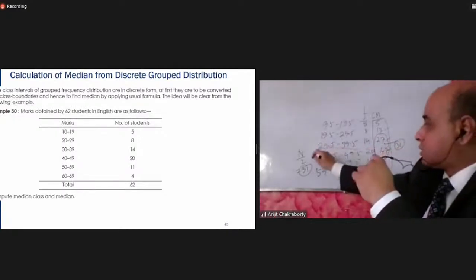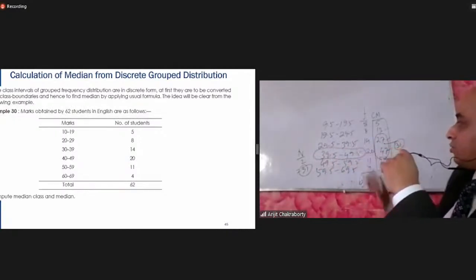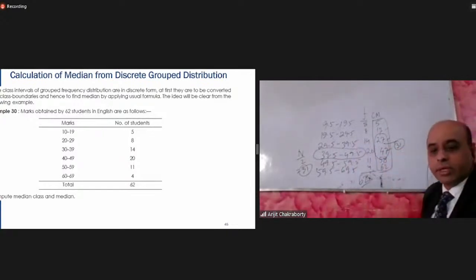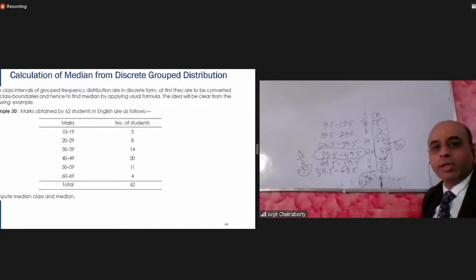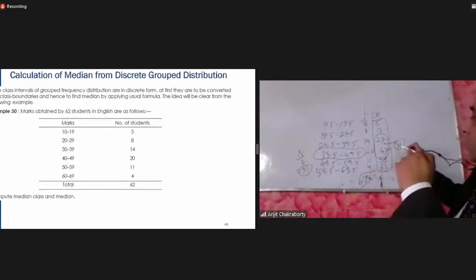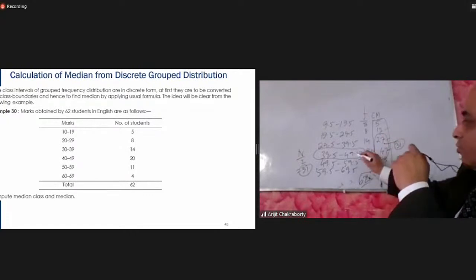The median class is this one, 39.5 to 49.5. This becomes the median class. Okay, and you can see the median is somewhere here. So the formula will be what?